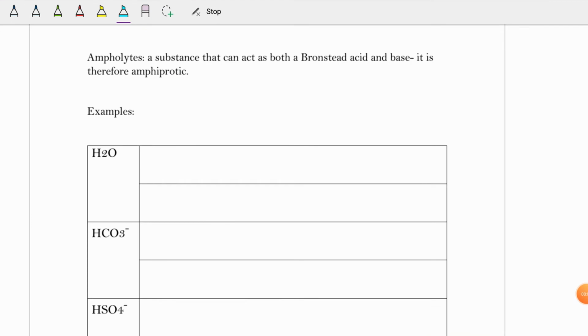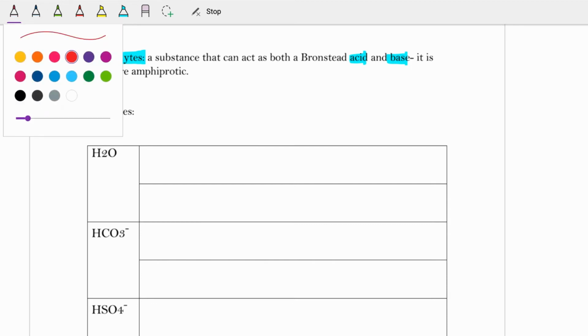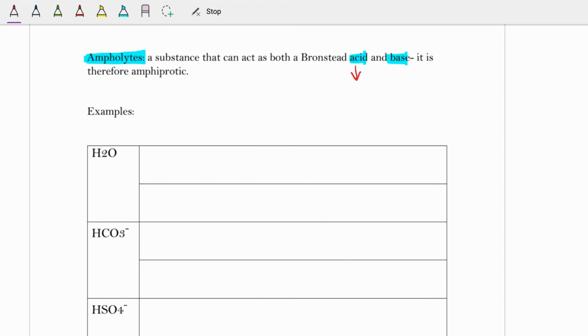Alright, we're now going to look at examples of Bronsted-Lowry acids and bases, especially something with a slight twist, and that is known as ampholytes. An ampholyte is a substance that can act as an acid or it can act as a base, which in essence means that it can either be a proton donor or a proton acceptor.